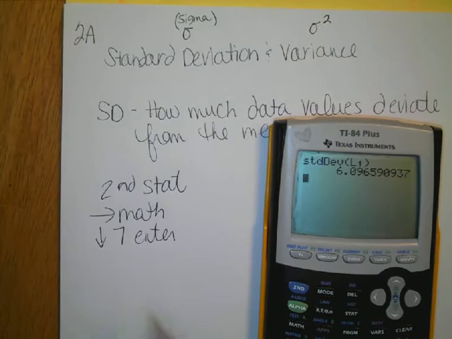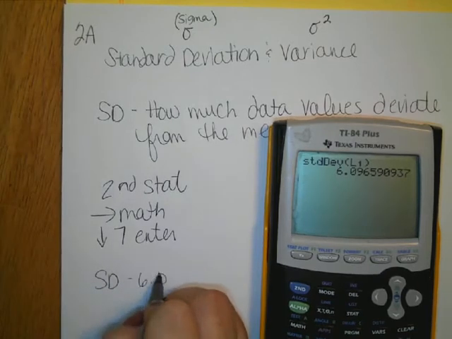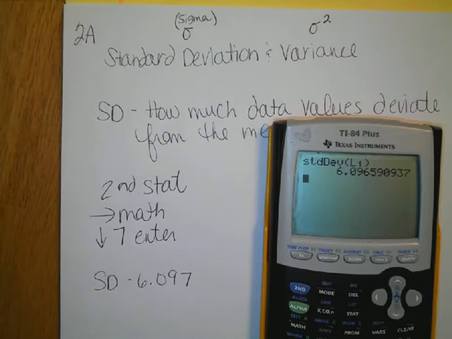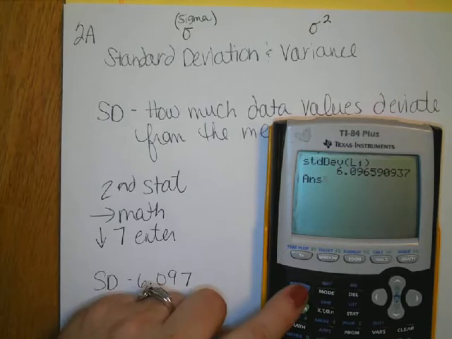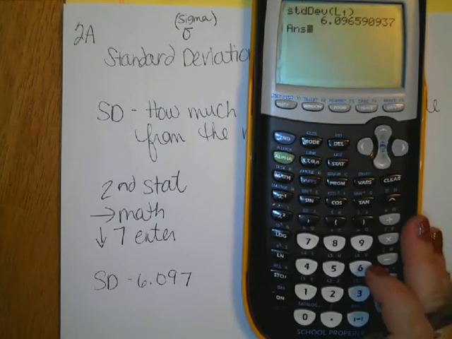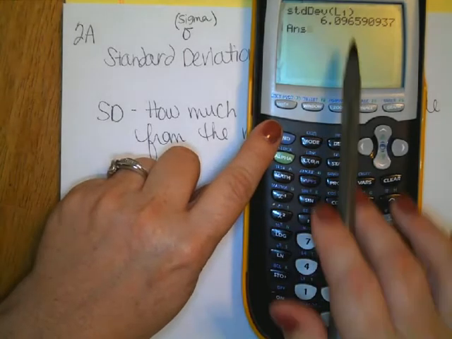So my standard deviation for this is 6.097. Okay, we'll round it off. Now, if I say second answer, which is this, so second negative sign, let me show you better. Second negative sign gave me answer. That means that's the last answer I had.